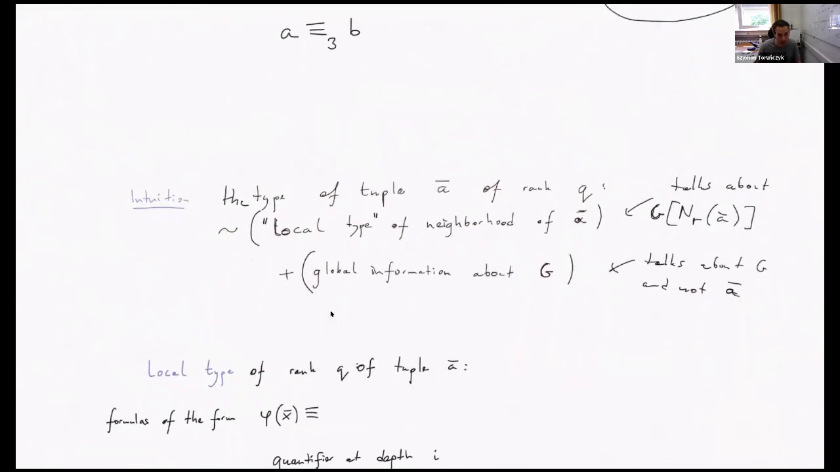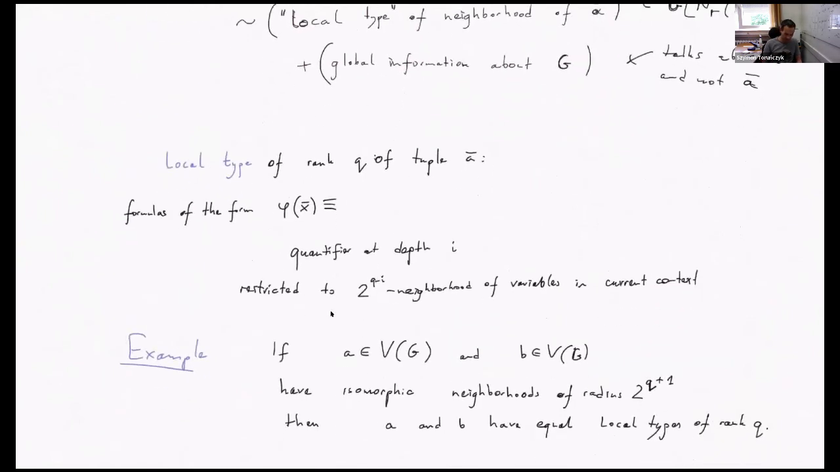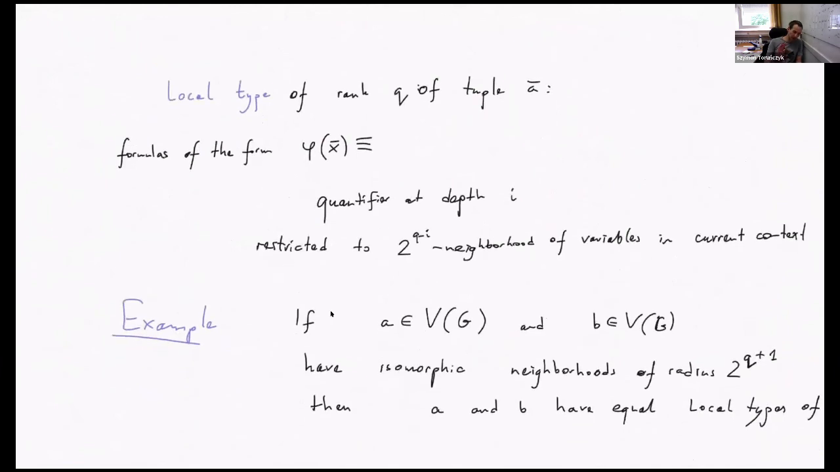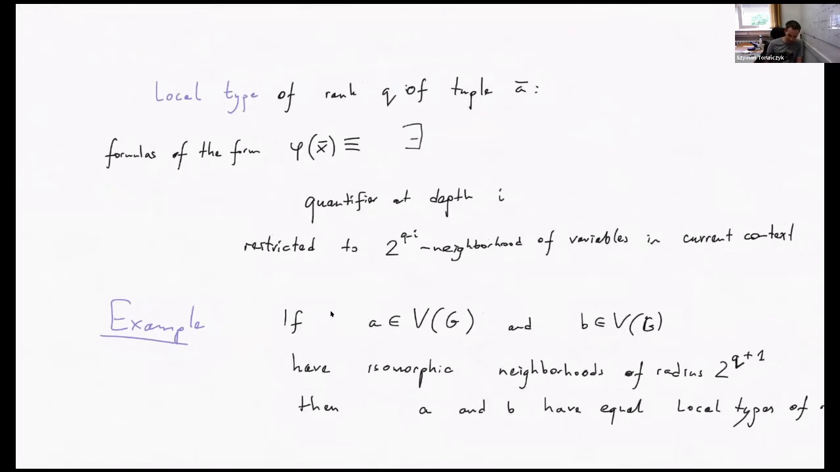Okay, so let's define the notion of a local type. This is a slightly non-standard definition, but say that a local type of rank Q of a tuple A, well, what was the non-local type of rank Q of a tuple A? We looked at all formulas of quantifier nesting Q which are satisfied by the tuple. Here we will look at formulas with nesting Q, but you're only allowed to quantify around in the vicinity of something in the tuple that you're talking about.